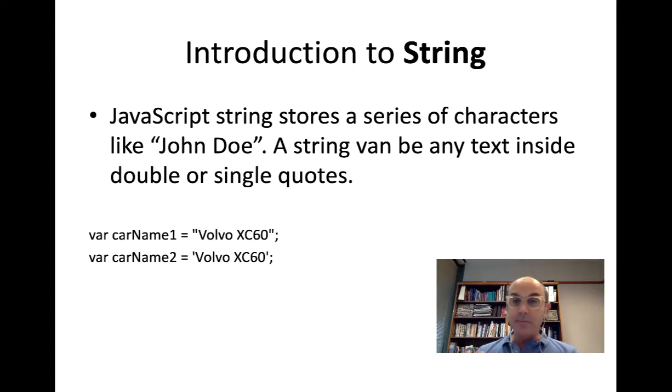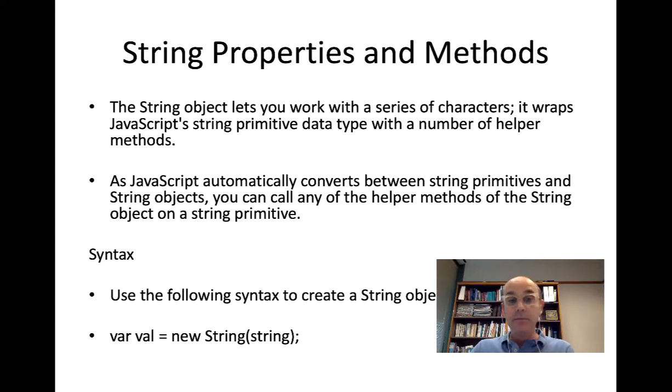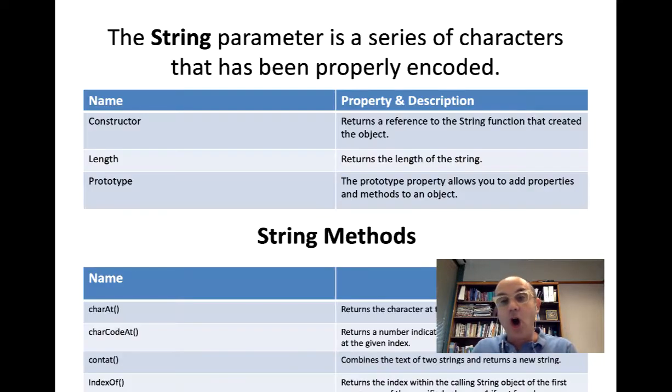The next stage is the string, and the string is a little bit more complex in that it is a text inside double or single quotation marks. In this case, it can be a name of a car, or a name of a person, or a name of a candy. It's up to you to decide what the name of the string is. When you create a string, you need to declare it as new string, and you give it the right quotation in order to do that. So using the following syntax will create a string object.